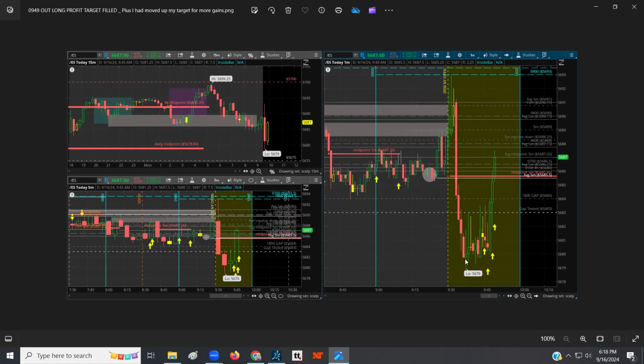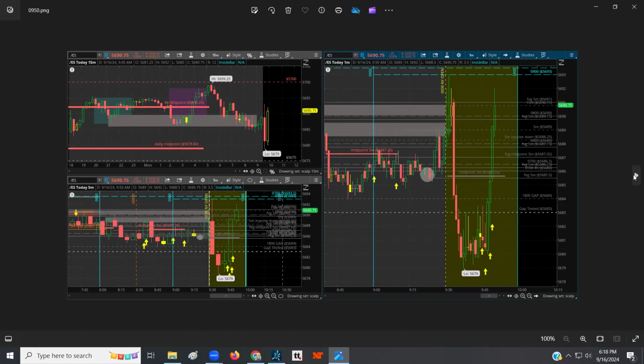And at 0949, huge impulse move up, breaking these key levels above them. My trade got closed. Plus, when I was in this trade, I moved up my target more to make more gains. And it worked out fine for me. Huge move up. See here on the 5-minute, nice. 0950. Yeah, when I closed my trade, look at that, it still went higher. Oh, it went a lot higher.